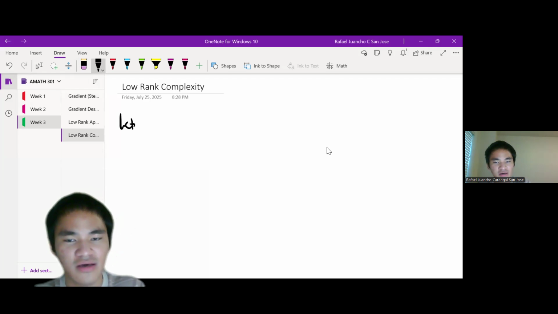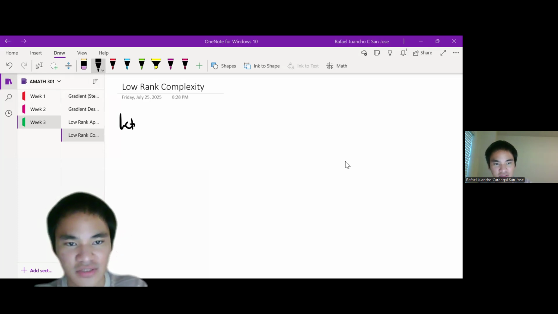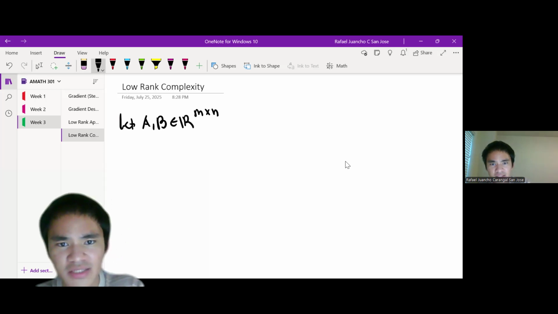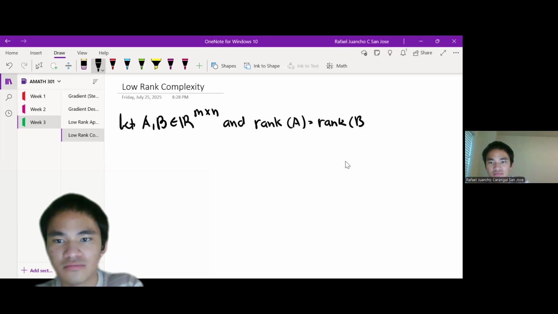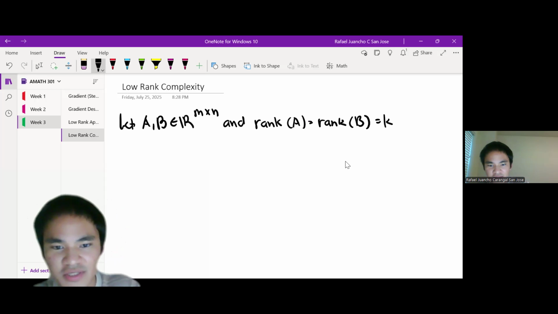So let's say I have my A. Let me just move my stuff. I have a matrix. I have two matrices actually. So I have A and B, and they have m by n dimensions. And let's say their ranks are the same. Well, obviously, because they have the same dimensions. And that's going to be equal to some k that I don't know.